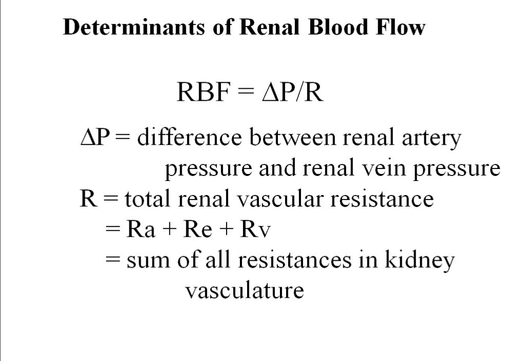So what are the determinants of renal blood flow? Renal blood flow can be derived from the pressure difference between the renal artery and vein divided by the total renal vascular resistance. So it can be determined by pressure difference over the vascular resistance. The pressure difference is obviously between the renal artery and the renal vein, and the resistance is the total renal vascular resistance. By total renal vascular resistance, we mean that of the afferent arteriole, efferent arteriole, and the veins. So the sum of all resistances in the kidney vasculature forms the resistance. These two parameters will indicate the renal blood flow.